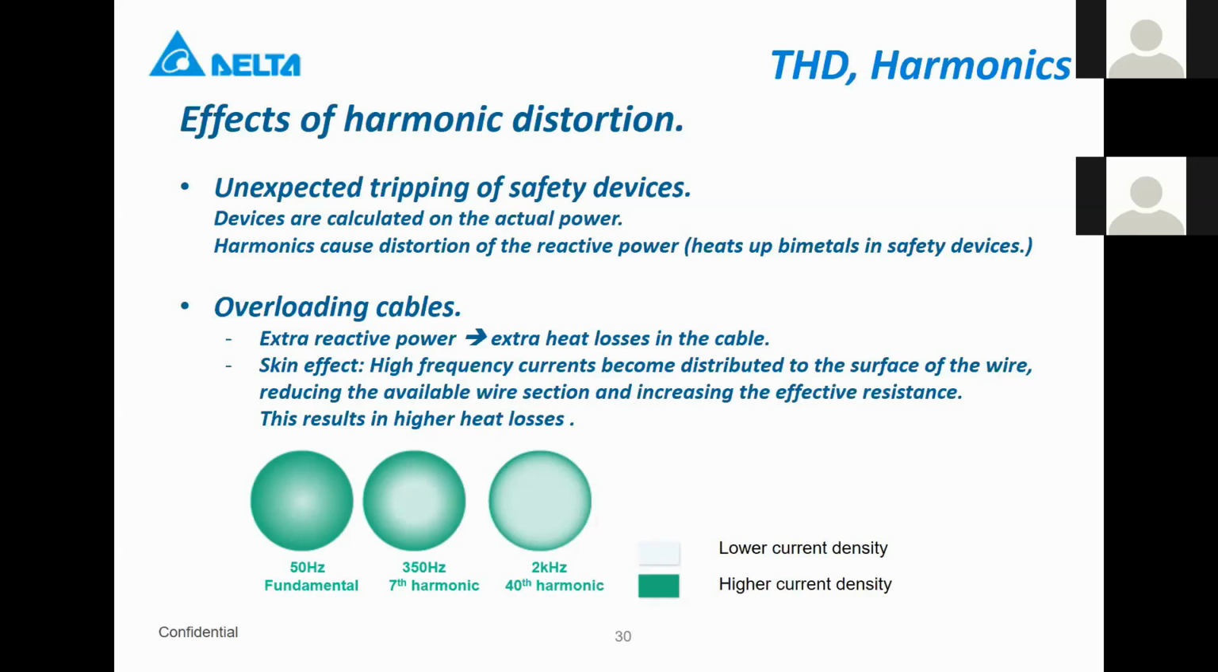Another effect can be the overloading of the cable. Harmonic distortion currents are of higher frequency and they go to the outside of the cable. So that means you have a different current density in the cable at the side and in the middle. The density in the middle of the wire is lower than at the outside. That means your cable is getting hot. It's heating up cables.